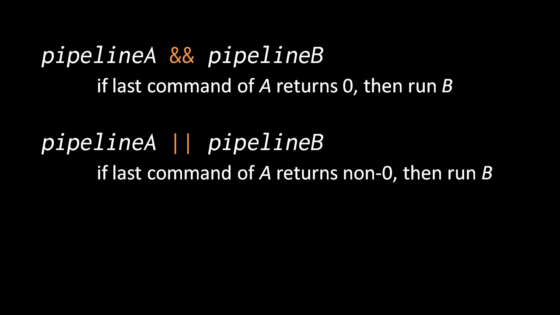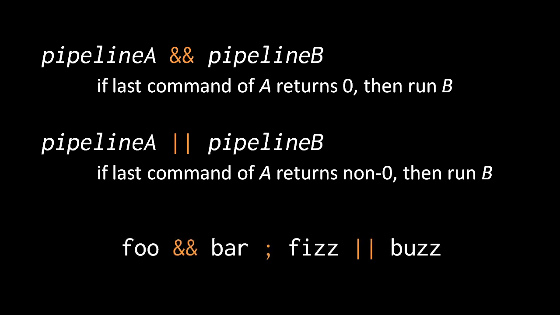The double pipe connector works exactly the same, except it inverts the logic, such that pipeline B will only run if the last command of pipeline A returns something other than 0. If instead it returns 0, then pipeline B gets skipped over, it doesn't get executed. So here, for example, foo is executed, and if its exit status is 0, then bar is executed, otherwise it's skipped over. Then whether or not bar ran or not, the fizz command is executed because it's separated by a semicolon. The semicolon here has a lower precedence than either the double ampersand or the double pipe.